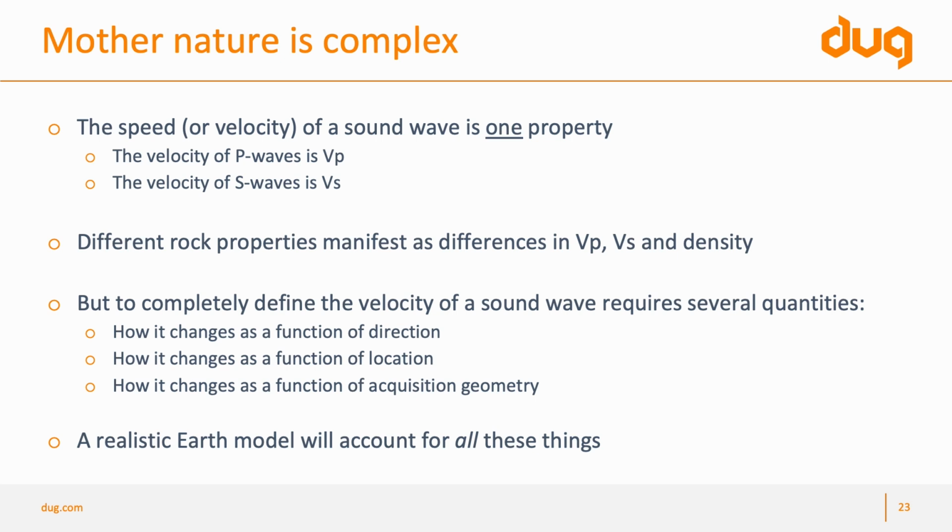For simplicity, I will now call the velocity of P waves Vp, and the velocity of S waves Vs. Ultimately, from a sound wave's perspective, different rock properties will manifest as differences in Vp, Vs and density, and therefore influence the propagation of that sound wave. But to completely define just the Vp, for example, of a sound wave requires several quantities. How it changes as a function of direction, how it changes as a function of location, how it changes as a function of acquisition geometry.